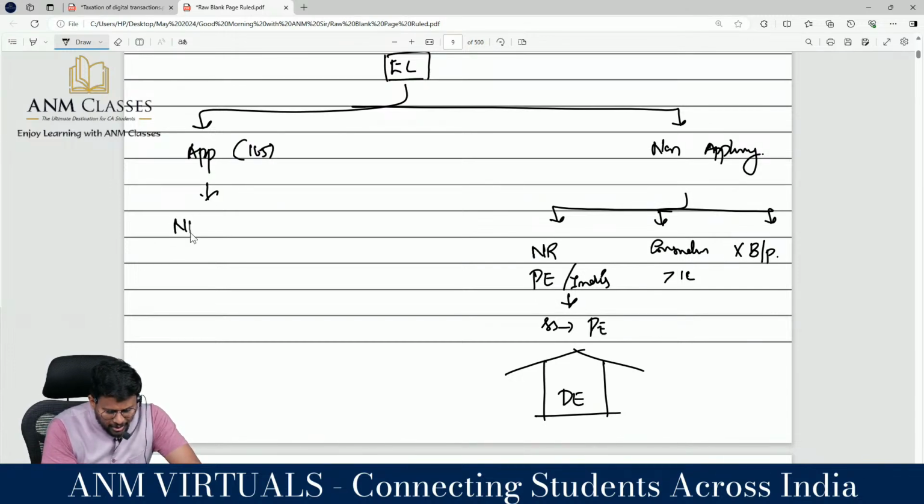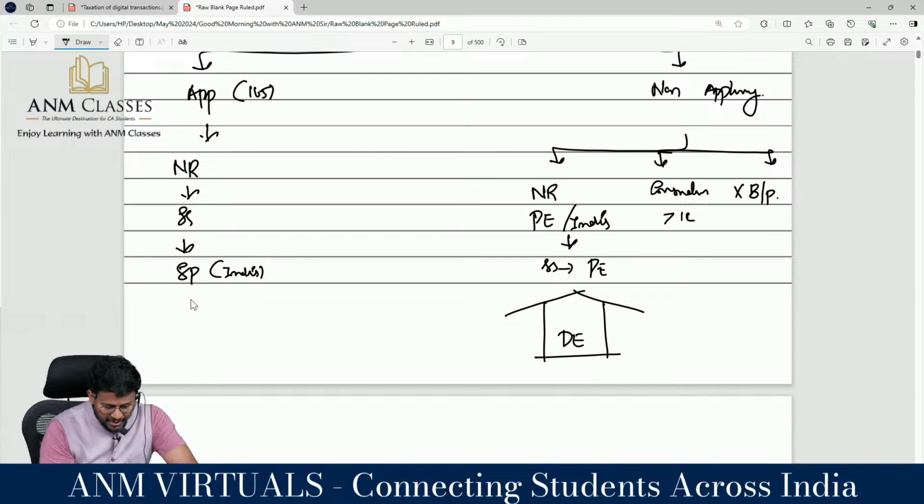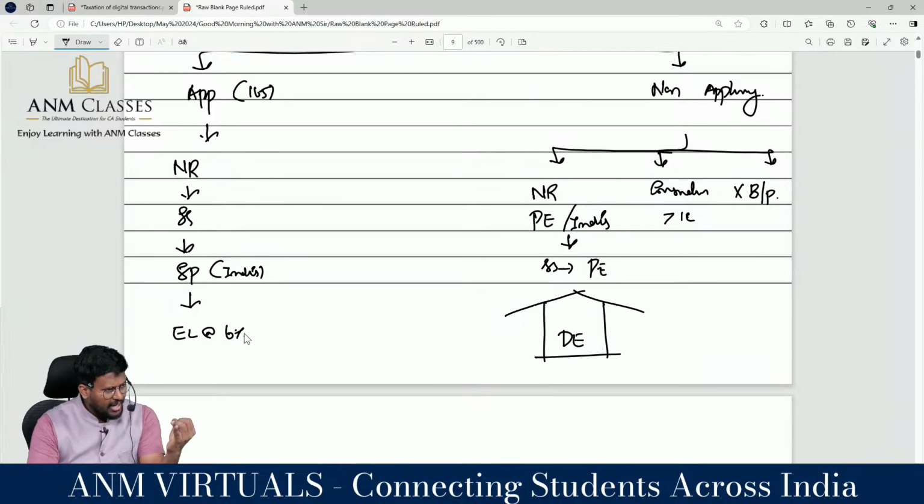So a non-resident situated outside India who is providing specified services to a specified person who is located in India, then the specified person who is located in India is liable to deduct equalization levy at the rate of 6%. Correct? So there should be a non-resident situated outside. Such non-resident should provide specified services to a specified person who is situated in India, then the specified person in India is liable to deduct equalization levy at the rate of 6%.